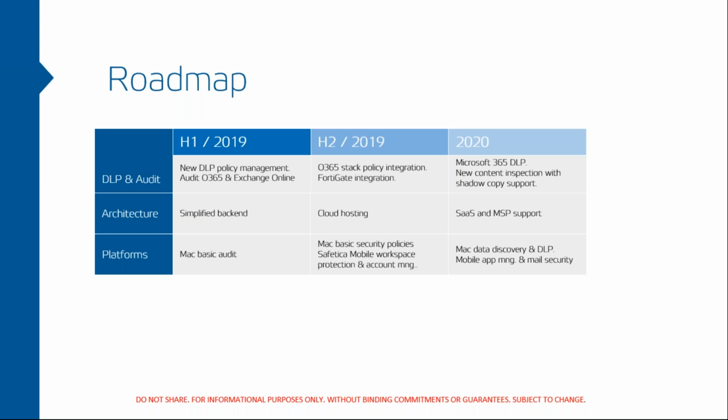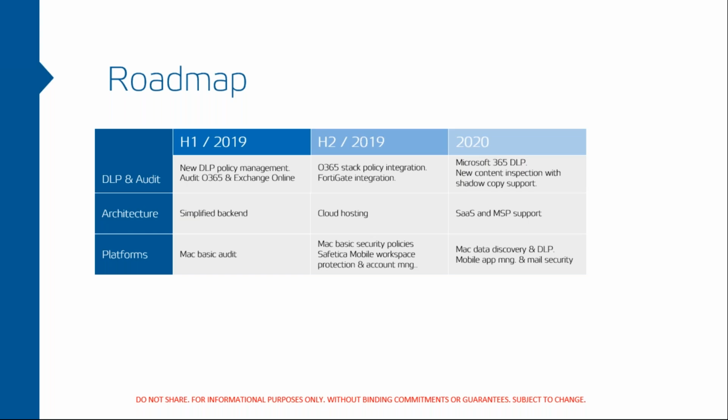So at the top line, you can see that we are already improving and simplifying how DLP policies work, and we are integrating Office 365 and Exchange Online stack. We will continue working on Office 365 in upcoming months as well. So we have started with auditing capabilities, and we will provide policy and DLP protection capabilities as well.